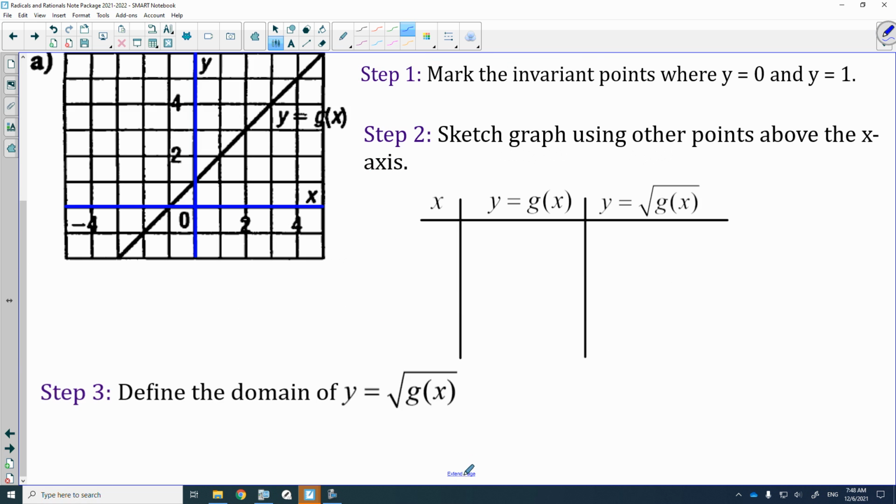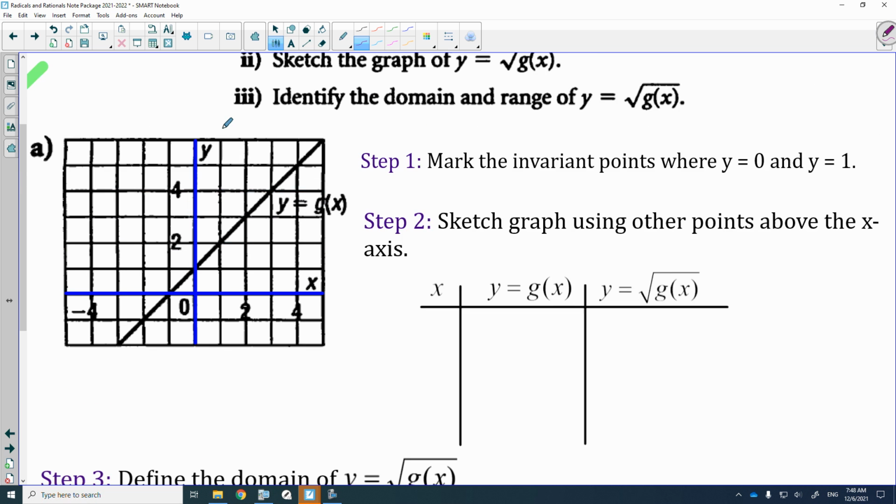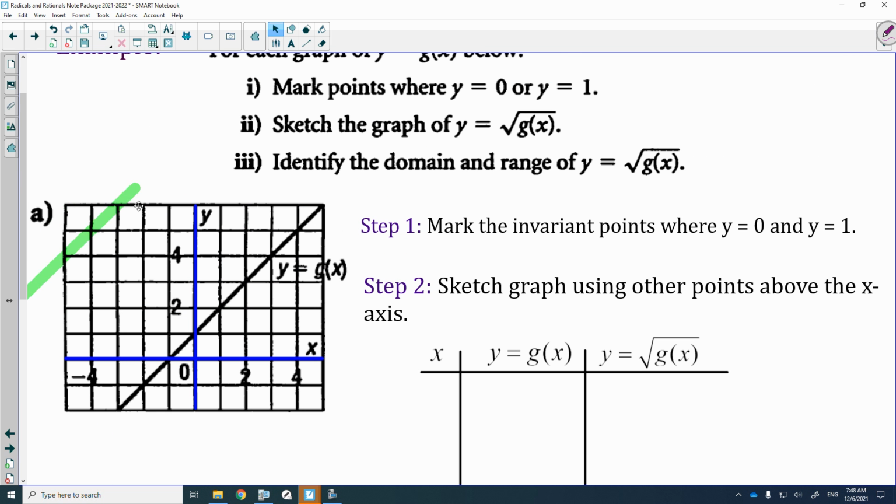So what you want to do in order to get the domain of the radical function is look at the original graph, and the original graph was g of x, that linear graph. And we want to look at the piece of the graph that is greater than or equal to 0. So I've got that right here. This is the piece of the graph that the function is greater than or equal to 0. So essentially, which piece of the graph lies above the x-axis. And the reason why we want the piece of the graph that lies above the x-axis is because you cannot take the square root of negative numbers.